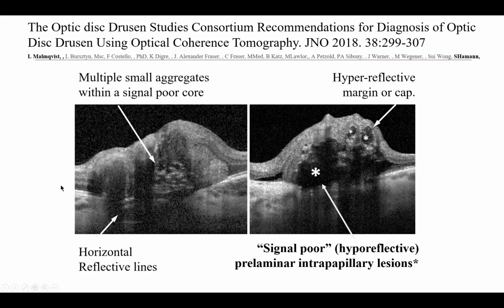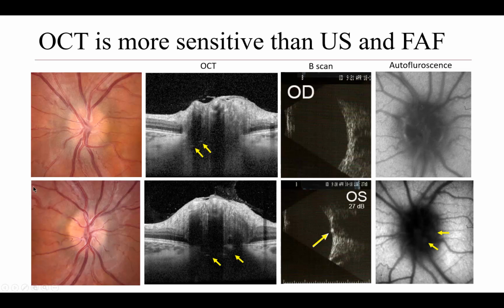There is arguably an emerging consensus that the OCT, properly done, is the most sensitive and reliable way of detecting drusen. Let me give you an example. This is a patient with buried drusen, and you can see the drusen on the OCT, the ultrasound, and the autofluorescence. But in the other eye, which also has these drusen, you don't see them on the B scan, and you don't see them on autofluorescence.